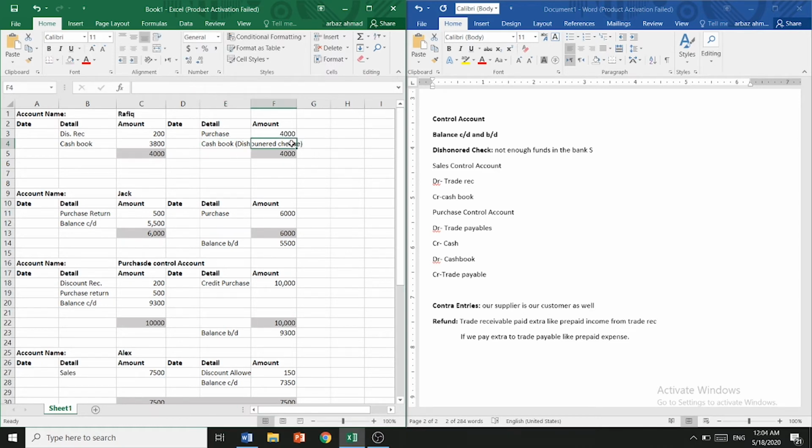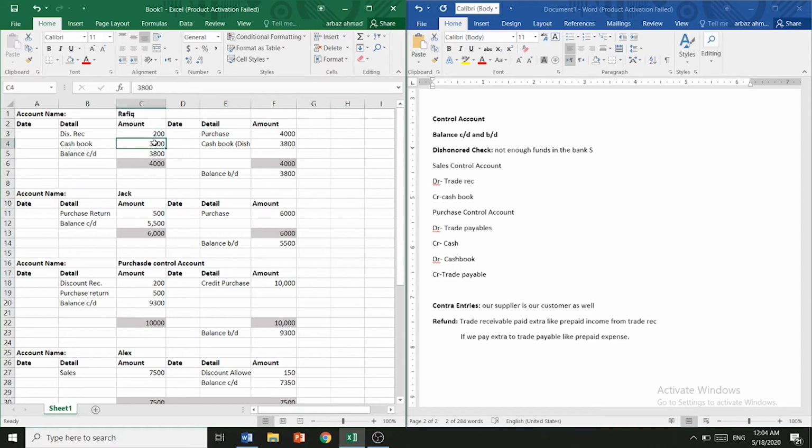And the next thing is I'm going to have 3800 here. So what will happen is, now I will have a balance carried down of 3800, and again balance brought down of 3800. Okay, so what we did here, again let me repeat, is we bought the goods, we received the trade discount.